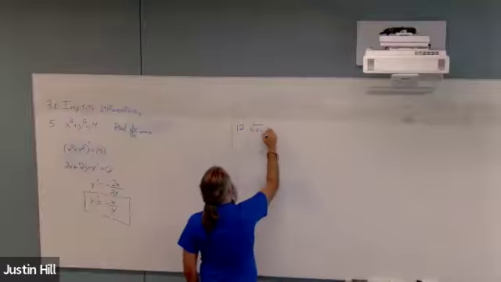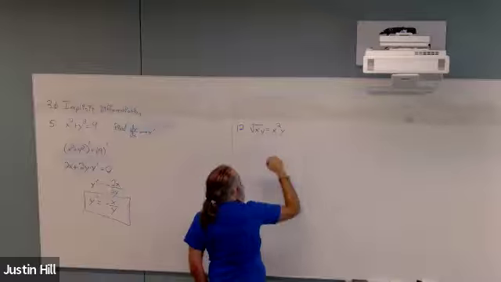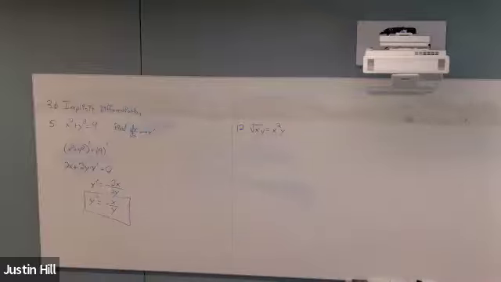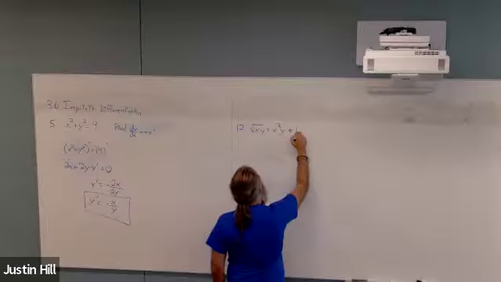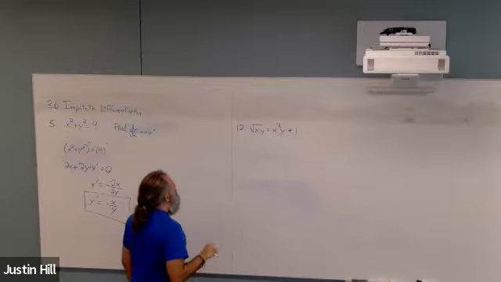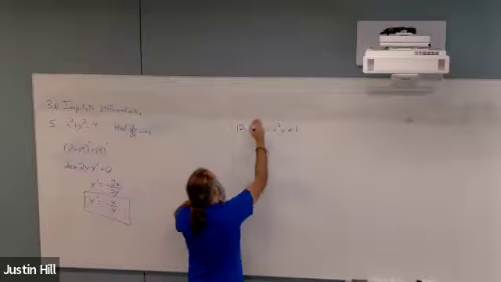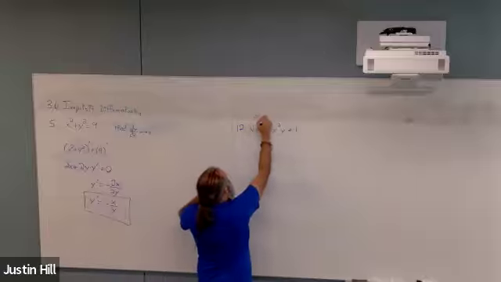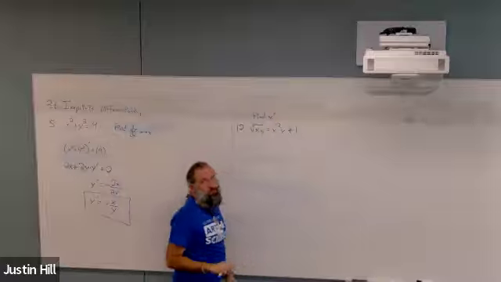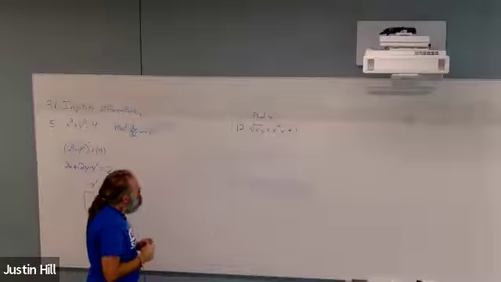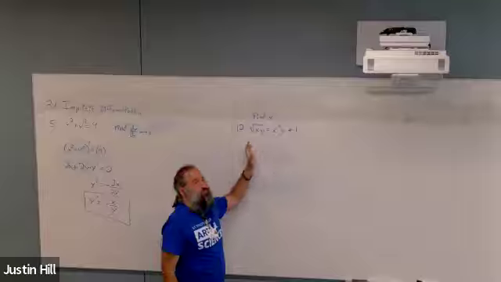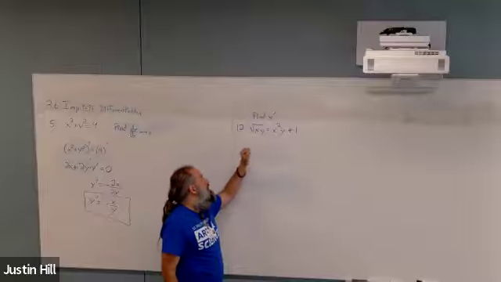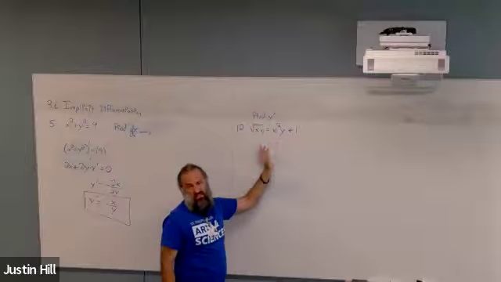Square root of xy equals x squared y plus 1. And same thing, they're going to want you to find, so all of these are find y prime or dy/dx. So now notice again, you've got an equation involving both x and y, in this case on both sides.